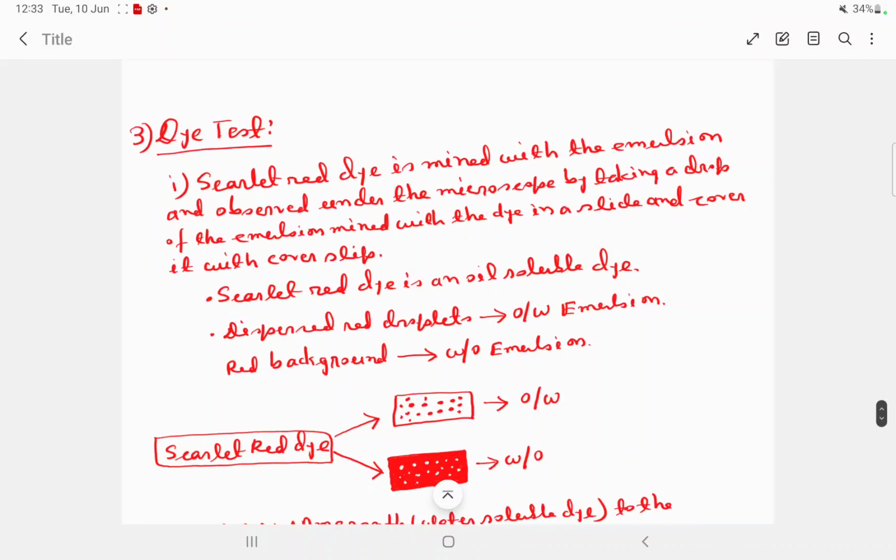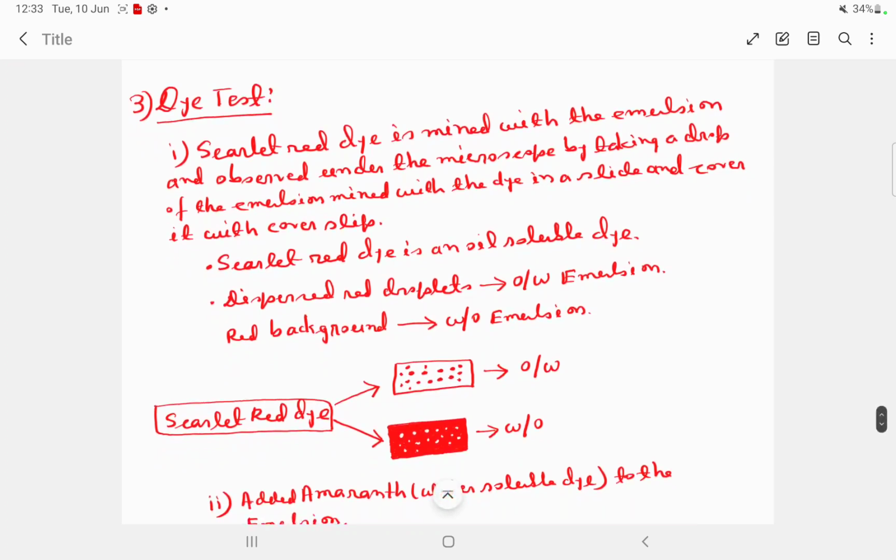Next is the dye test. Scarlet red dye is mixed with the emulsion and observed under the microscope by taking a drop of the emulsion mixed with the dye on a slide and covering it with a cover slip. So scarlet red dye is an oil soluble dye. So dispersed red droplets mean oil by water emulsion, and red background with white droplets means water by oil emulsion, because in the first case oil is in the dispersed phase, and in the second case oil is in the continuous phase.